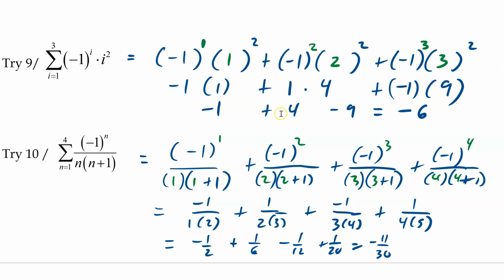Just like up here, we're getting our perfect squares. See, it's a perfect square. And here you can see it's n and then the one right after it. So it's 1 times 2, and then 2 times 3, and 3 times 4, and 4 times 5. So the next would be 5 times 6.